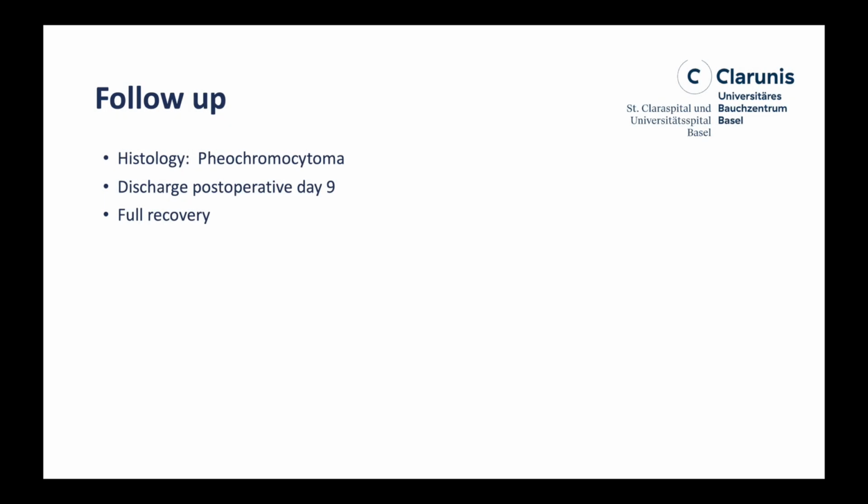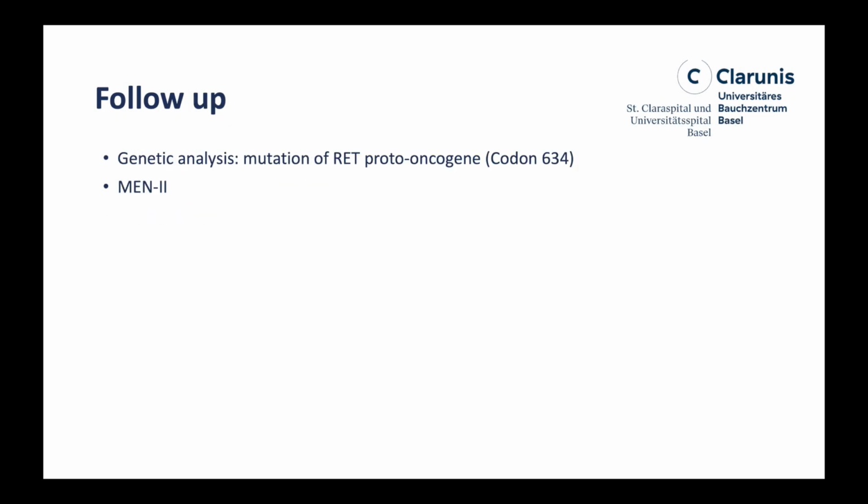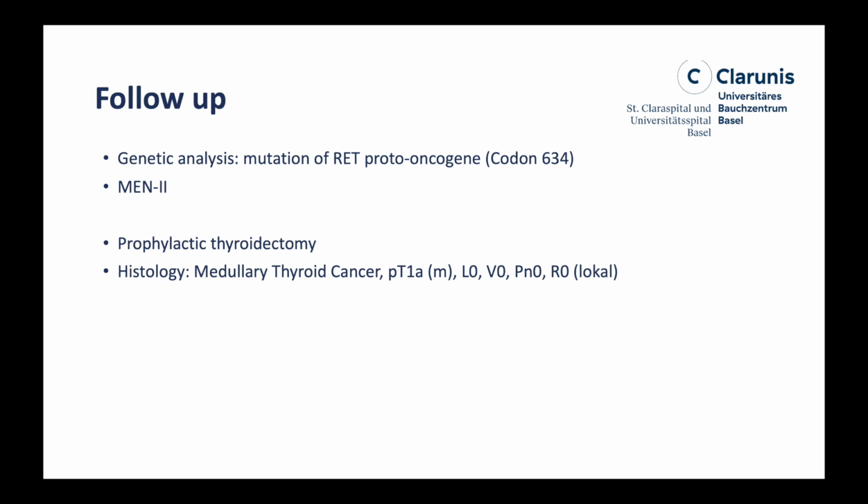Histologic analysis of the gland showed a RET mutation which occurs in multiple endocrine neoplasia syndrome type 2 with a markedly increased risk for thyroid cancer. Despite normal sonography of the thyroid gland, a prophylactic total thyroidectomy was performed. Histologic analysis showed medullary thyroid cancer. Fortunately, the patient recovered fully.